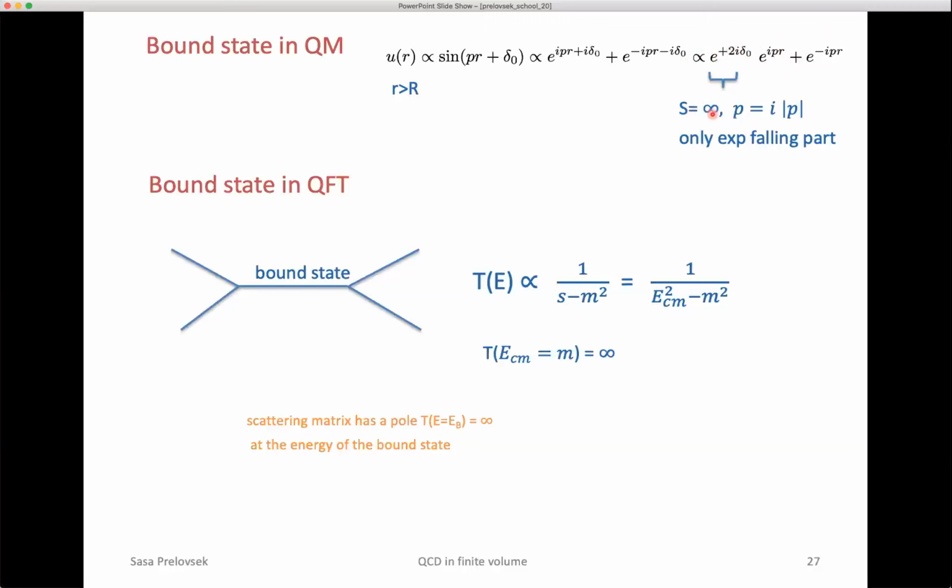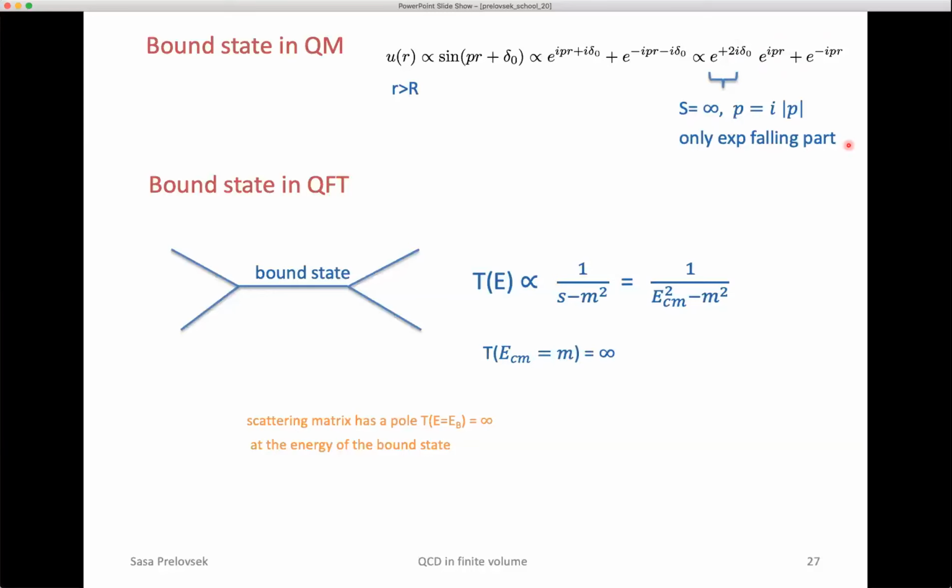And so you see another way that at the position of the bound state, the scattering matrix, which is just this, should be infinite. So this will ensure that you only have the exponentially falling part. So it's another way to see the position of a bound state: the scattering matrix has a pole.